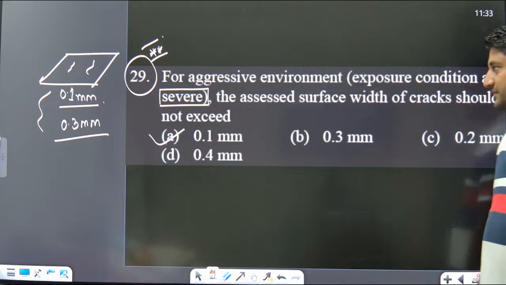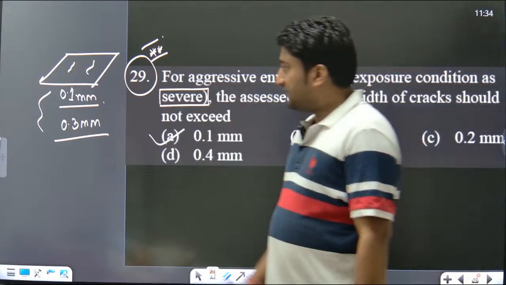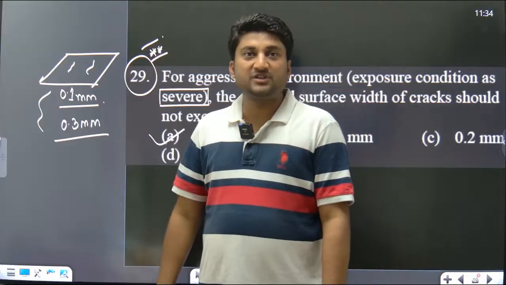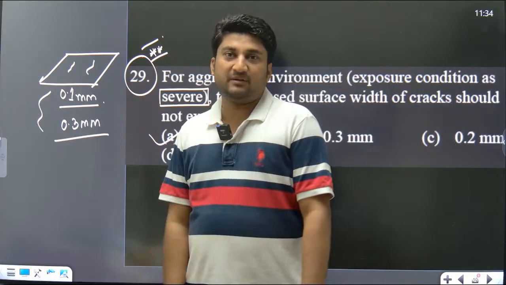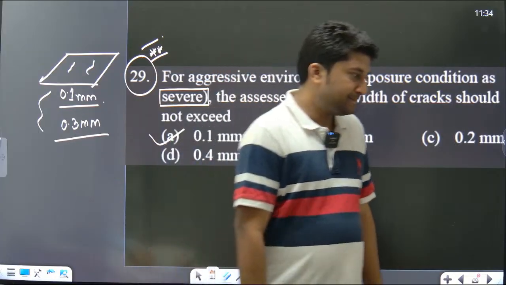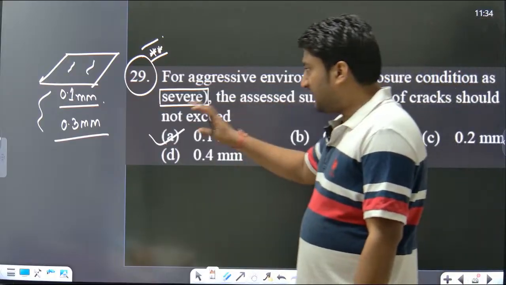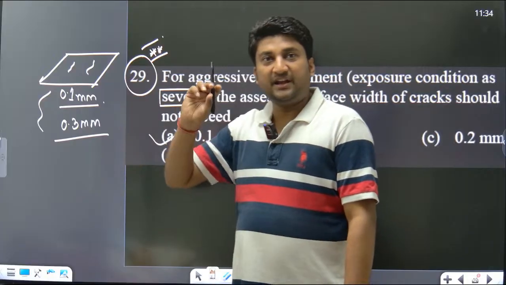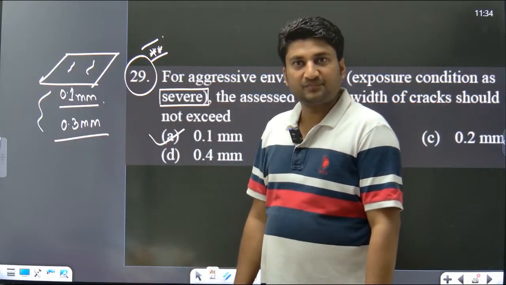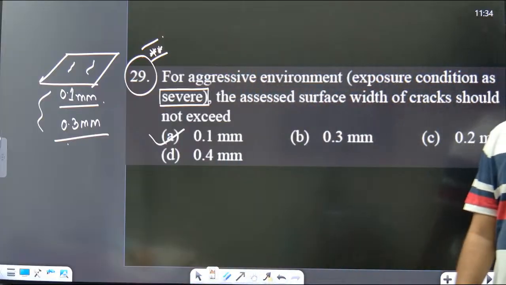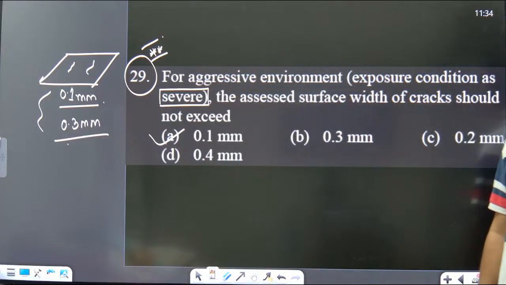Understood? In no case should the width of the crack exceed 0.3 mm, and for severe exposure condition it should not exceed 0.1. In between mild and severe, it should not exceed 0.2 mm. So this is the logic here. Clear?